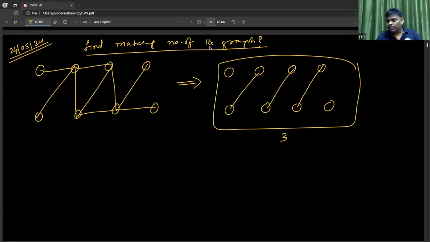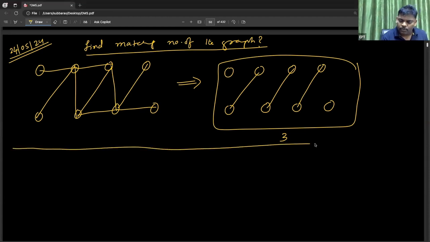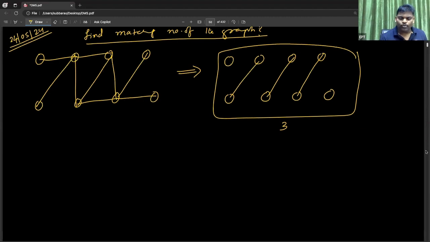Next one, matching number of the graph means by satisfying the matching condition, how many edges you can keep maximum. Every person degree is maximum 1. By satisfying that condition from the given graph, can you draw one subgraph where matching property is satisfied and more edges are there? So I hope everyone got it. Answer is 3. Better than this, if you find out, please let me know. Go to one more problem.